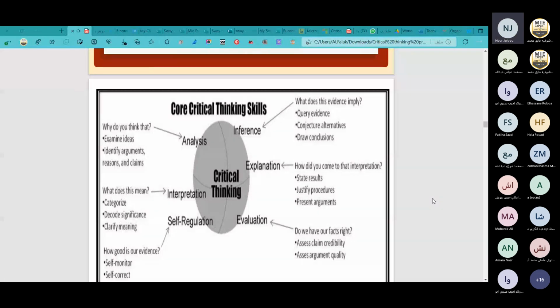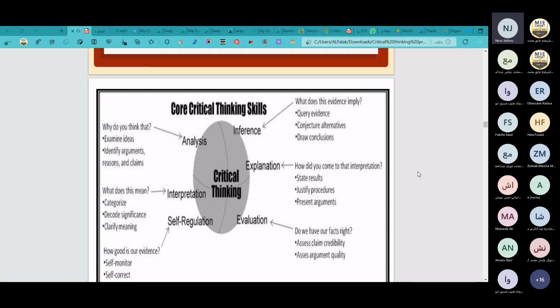Now we have the sub-skill of critical thinking. It is inference. When we say inference, we remember deduction and induction. We think about reasoning. It is to identify elements needed to draw reasonable conclusions, to form hypotheses. And we use this a lot in teaching reading and grammar.